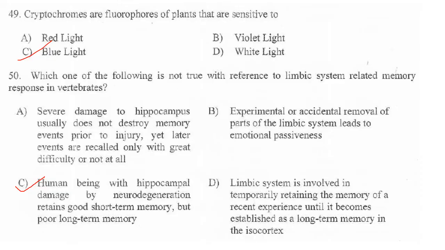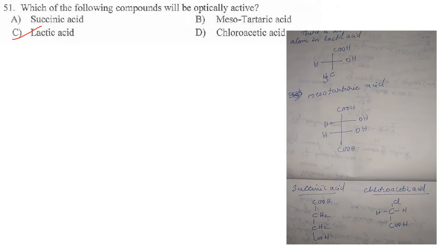Answer is option C. Then which of the following compounds will be optically active? So that there is an asymmetric chiral carbon atom. If you see lactic acid over here, there is an asymmetric chiral carbon atom. So that will be optically active. This one has 4 different groups attached to the carbon atom. Whereas if you see mesotartaric acid, succinic acid and chloroacetic acid, it is not the case. You can see 2 H over here in the case of chloroacetic acid. So the compound which will be optically active is lactic acid.